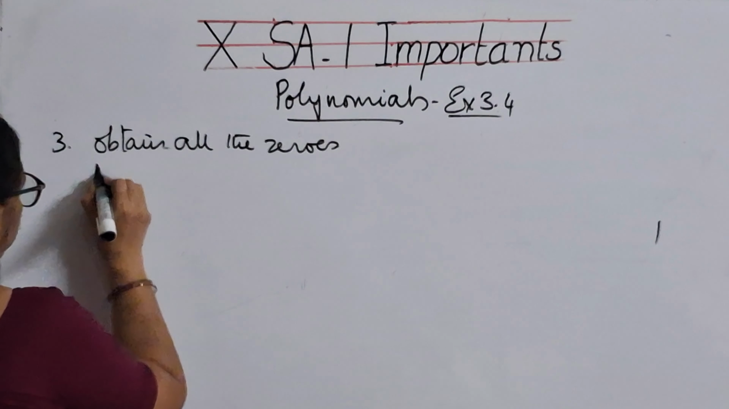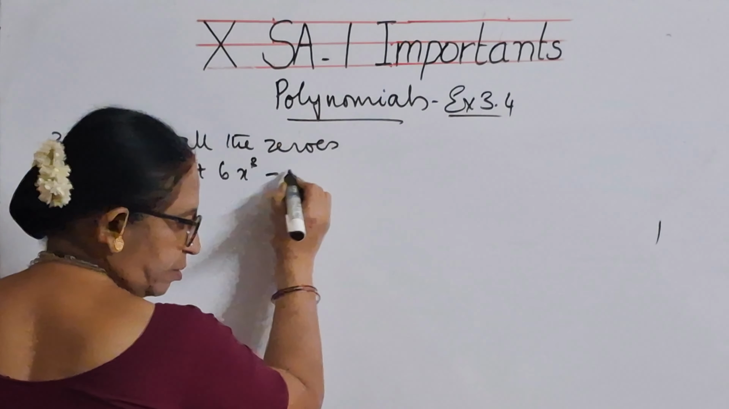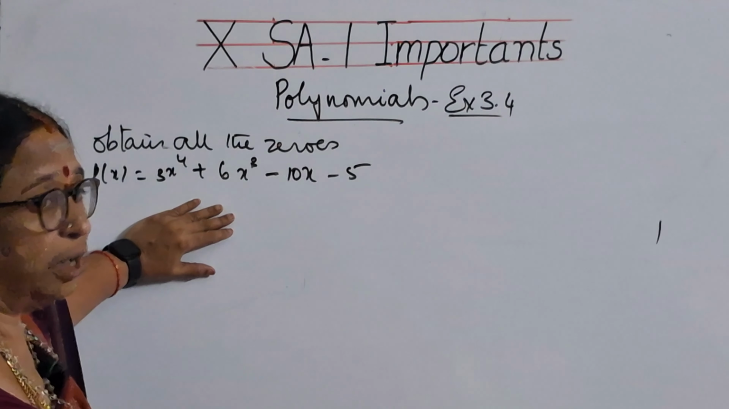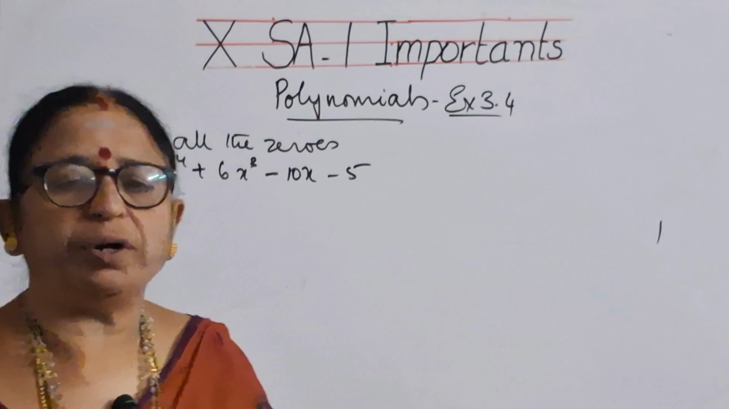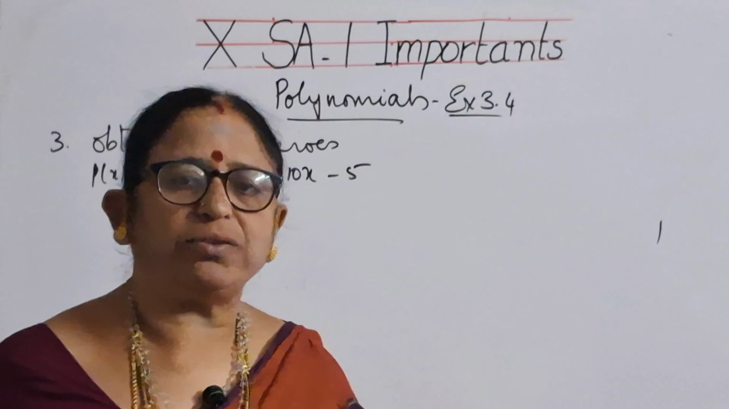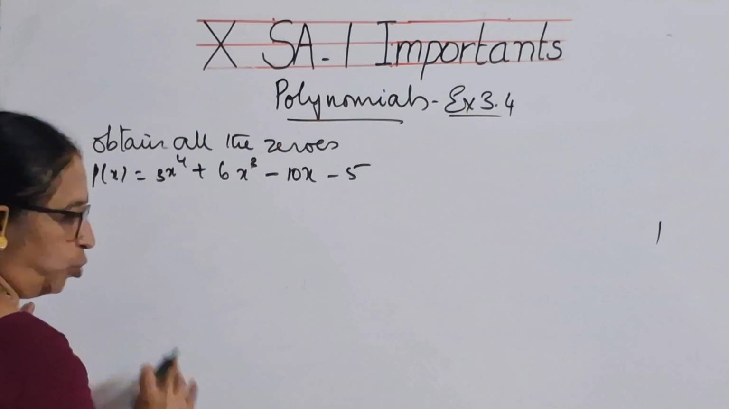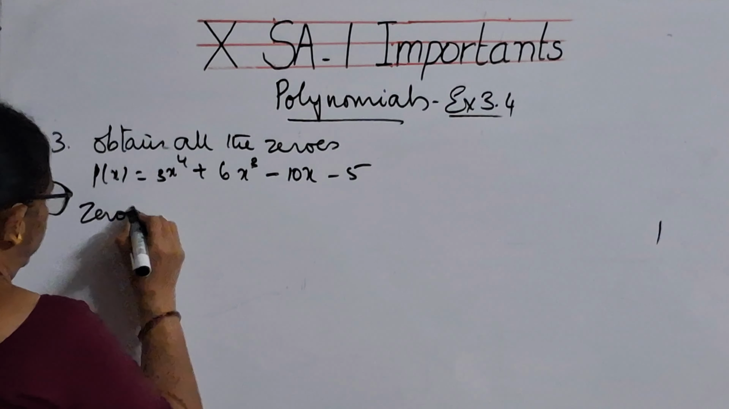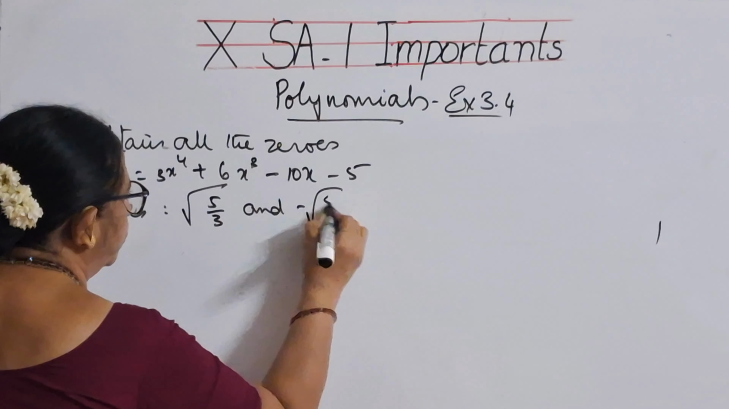First, what they have given: p of x is equal to 3x to the power of 4 plus 6x cube minus 10x minus 5. See children, this is a polynomial with degree 4. We know that whatever is the degree of the polynomial, so many factors you should get. So here degree 4 means 4 factors you have to get. What have they given? Zeros they have given: root 5 by 3 and minus root 5 by 3.